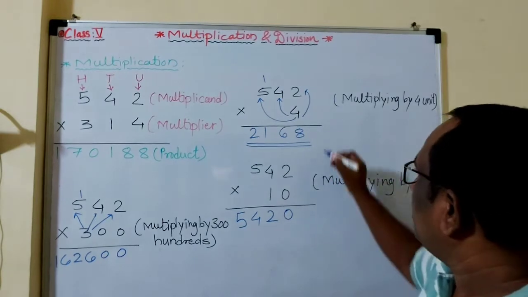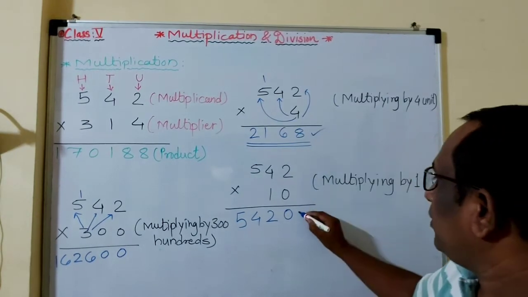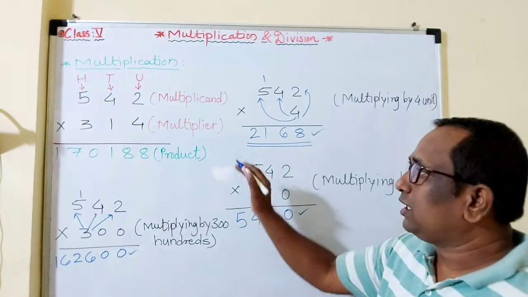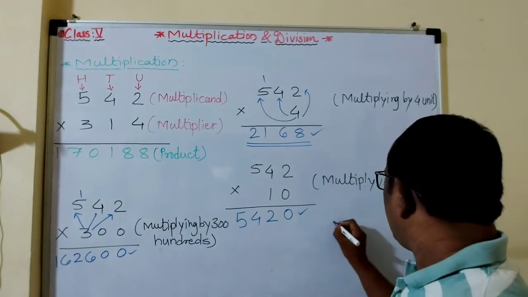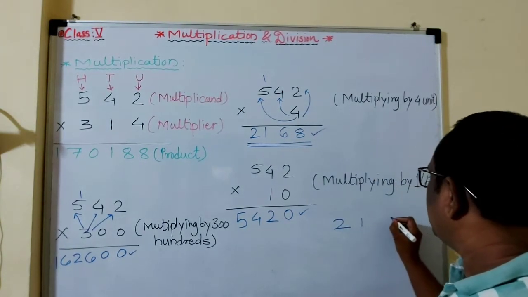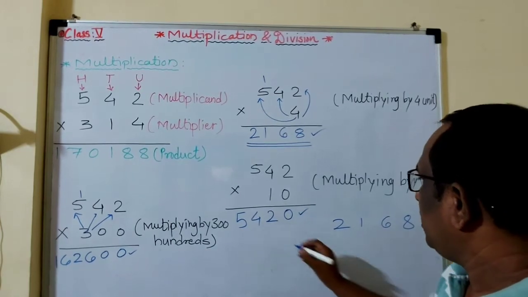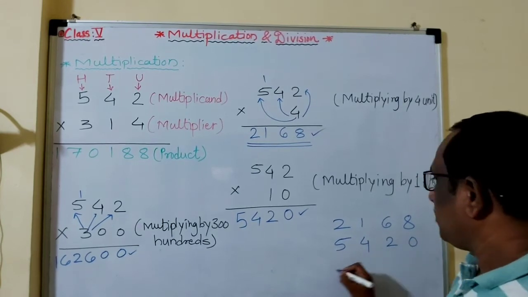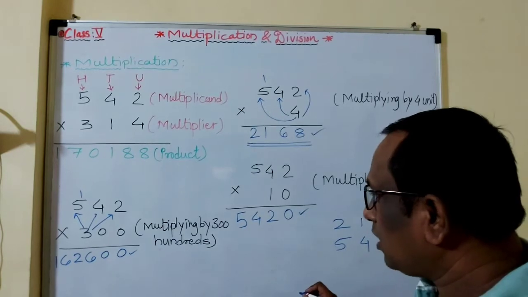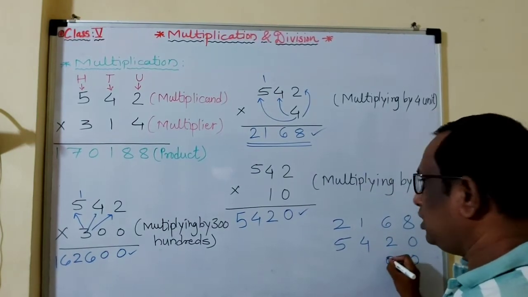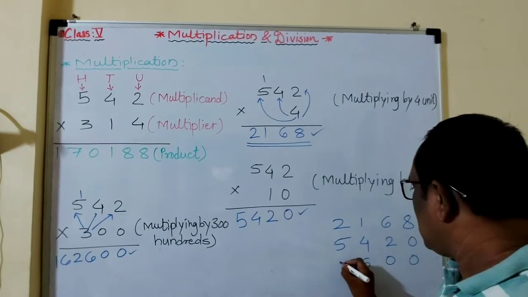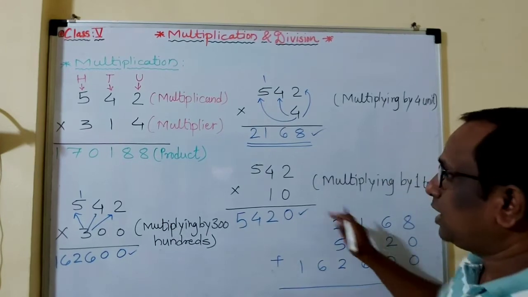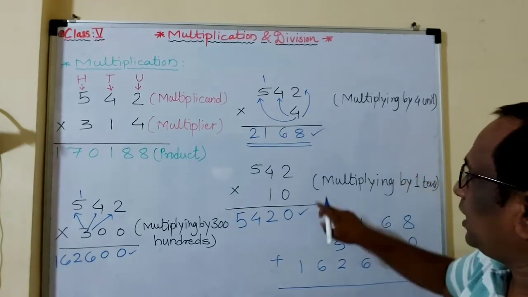Now students, we got the answers when we multiply by the unit place, by the 10 place and by the 100 place. Now we will add these together. Then we will get the product, or the final answer. Now see. Here 2168, then 5420, then 162600. These are all the products of the unit place, 10 place and 100 place. This we have to add.